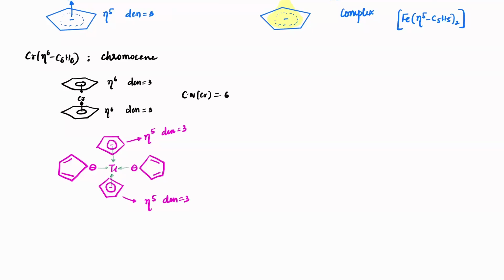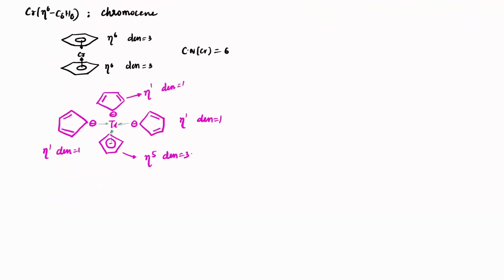No, no, I'll take one thing. One of them I'll take as only 1 minus, okay? Like this. So here it is eta power 1, denticity is 1. Here also eta power 1, denticity is 1. And lastly, here it is eta power 3, denticity is 3. So the coordination number of titanium in this case is 6.